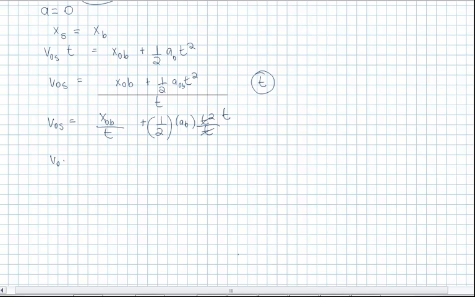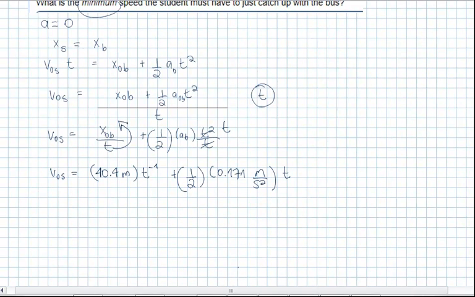So let's substitute some values. We have 40.4 meters, and I'm going to move this t up here so we can have a more linear, cleaner, easier to handle equation. 40.4 meters times time to the -1, plus 1/2 of 0.171 meters per second squared times time. And remember that I mentioned that we want this acceleration to be 0.